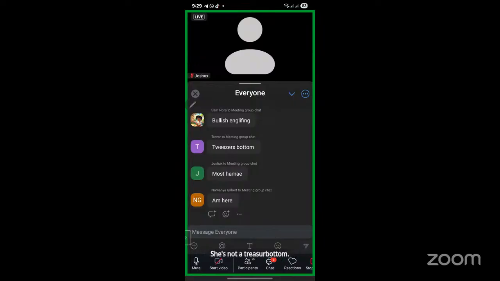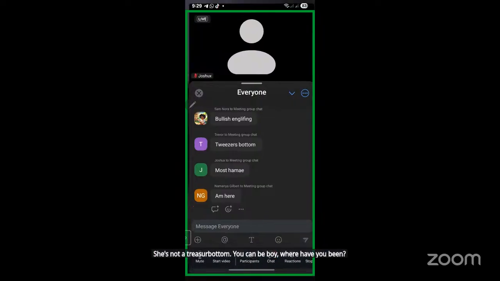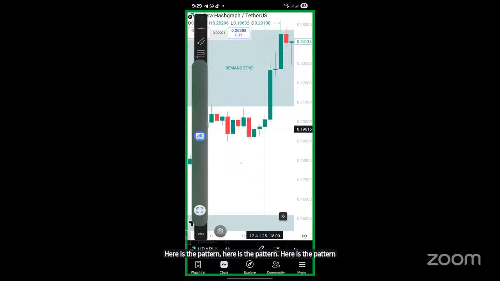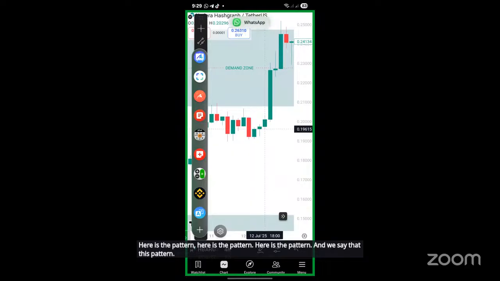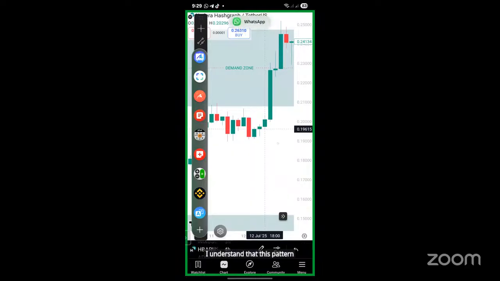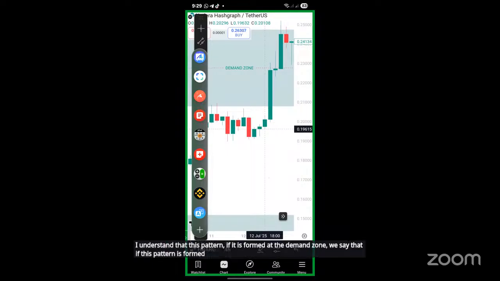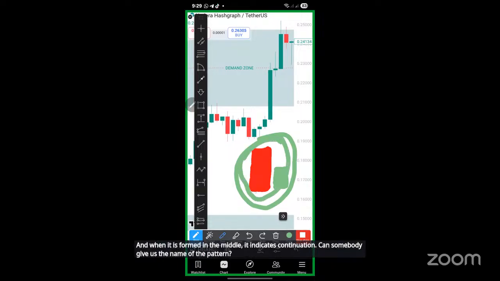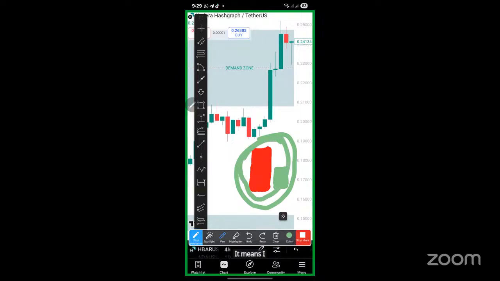You people, where have you been? Here is the pattern. And we say that if this pattern is formed at the demand zone, it indicates a bullish reversal. And when it is formed in the middle, it indicates continuation. Can somebody give us the name of the pattern? It means I have to repeat.